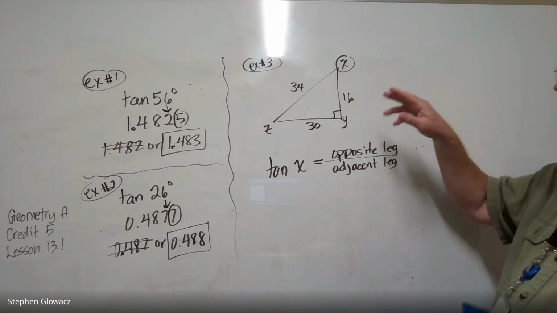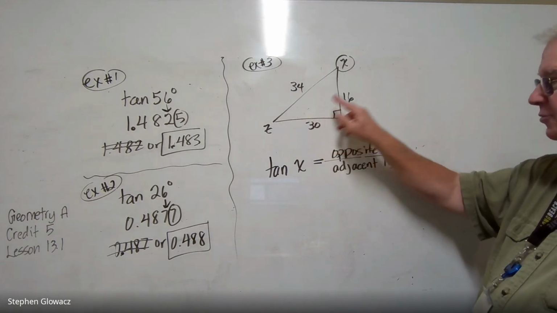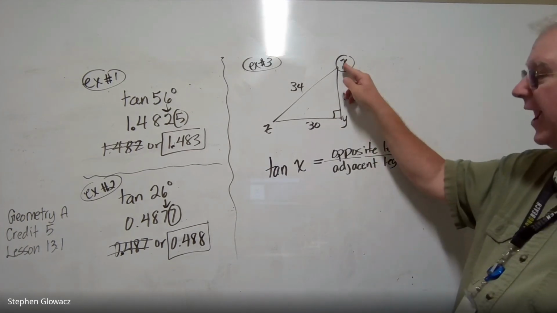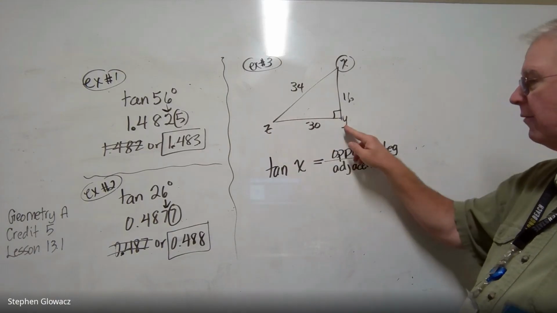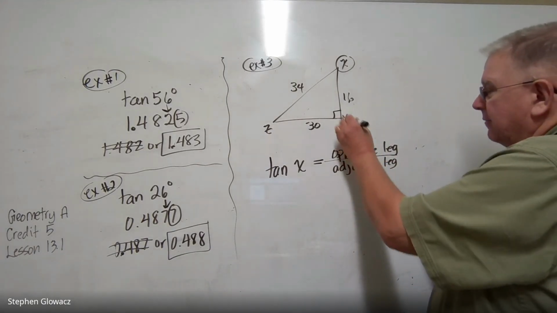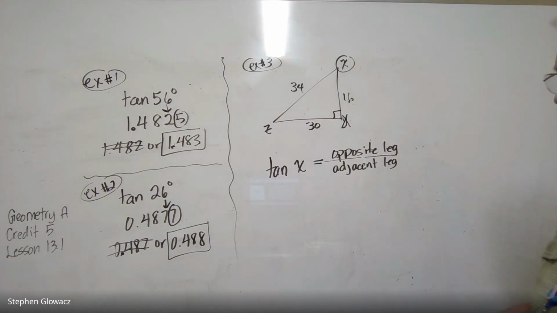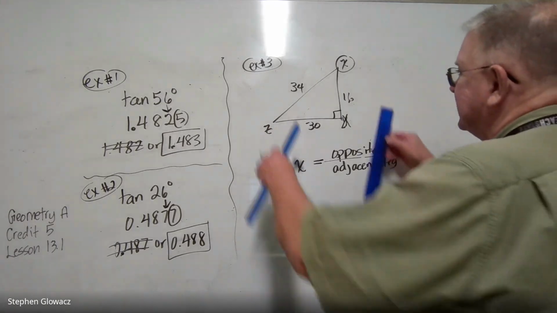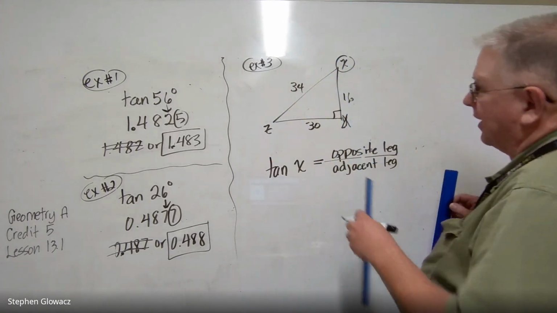So now, and again, which one's the opposite leg? Is it this one or this one? Well, it really depends on which angle you're looking at, either x or z. Now, y we're not going to concern ourselves with because that's the right angle. That's the 90-degree angle.